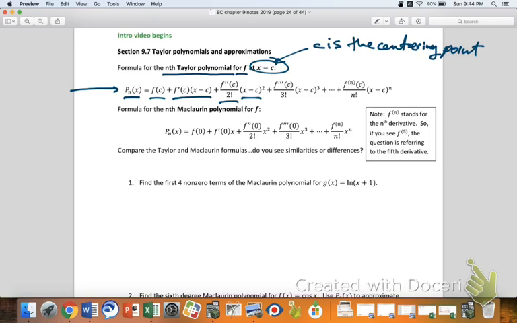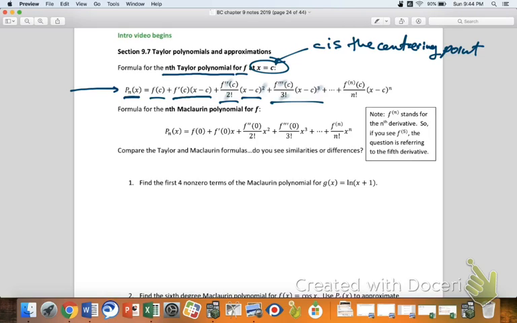You'll see this pattern built out here: f double prime of c over 2 factorial times x minus c squared. It's kind of nice to see with one of these Taylor constructions how the double prime, the 2, and the squared are all a 2. And if you look at your fourth term, the third derivative, 3 factorial, and third power, again, they all match up. We'll find that these series can be manipulated and some things can be changed in this regard, but a basic Taylor construction looks like this.